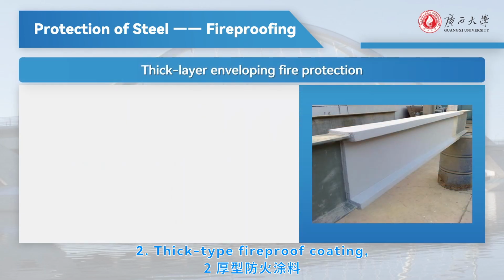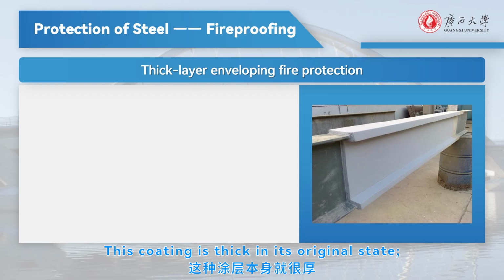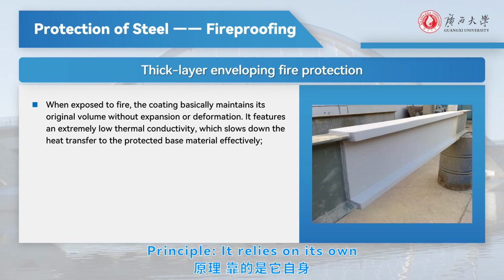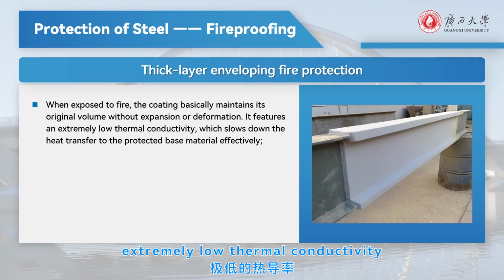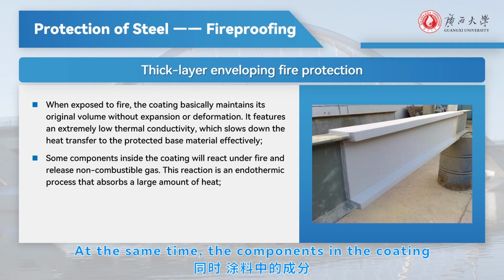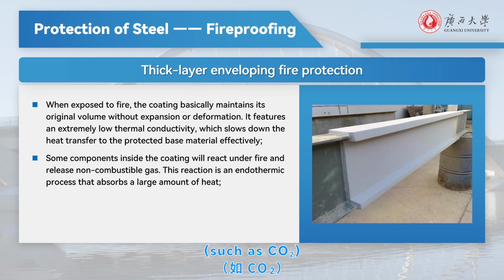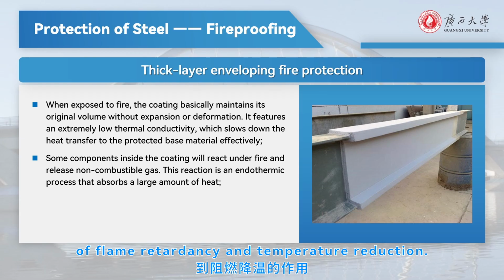2. Thick type fireproof coating, that is, passive heat insulation type. This coating is thick in its original state. It will not foam or change in volume when exposed to fire. Principle: it relies on its own extremely low thermal conductivity to slow down the heat conduction to the interior of the steel material like a thick wall. At the same time, the components in the coating will decompose to release non-combustible gases such as carbon dioxide and absorb heat when encountering fire, further achieving the effects of flame retardancy and temperature reduction.